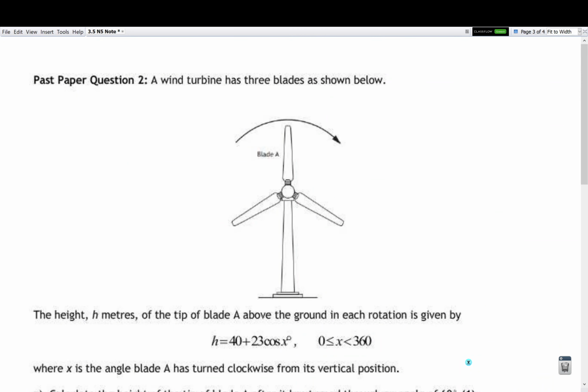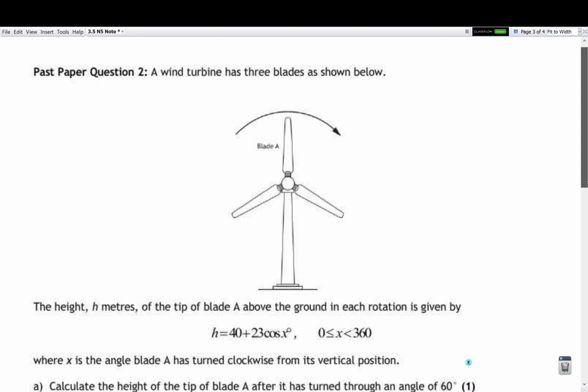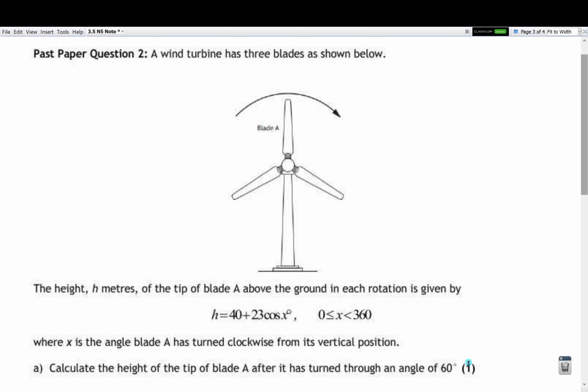Now, this example is in a real life context, which scares people, but we'll just go through it step by step. It's actually really straightforward. It's just solving a trig equation and doing a couple of other simple calculations as well. So we've got a wind turbine that has 3 blades as shown. We've all seen them, up on top of the hills. The height h in meters of the tip of blade A, that's this bit here, in each rotation is given by this formula.